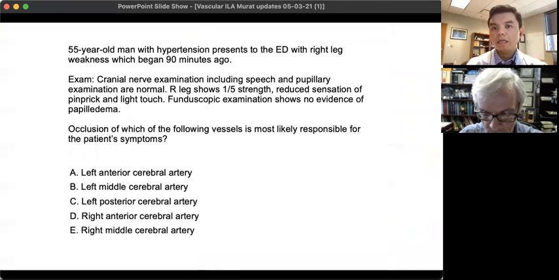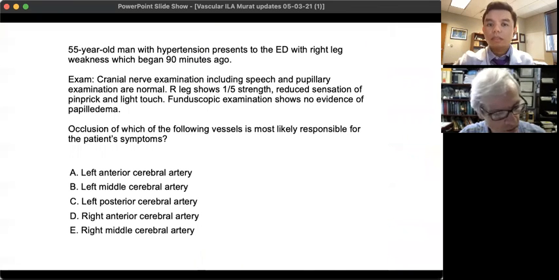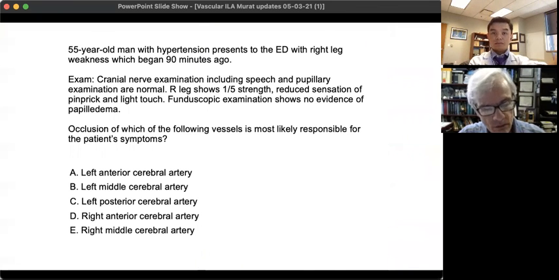So as we get into the next section, let's look at this case. So this is a case of a 55-year-old man with right leg weakness that started 90 minutes ago. So take a second to think about what you think his symptoms look like before we move on to the next part of the video.